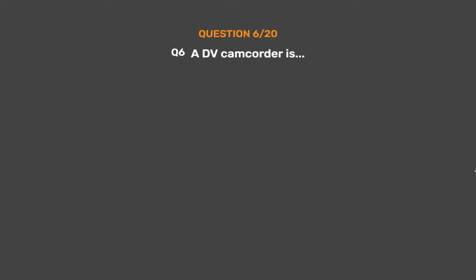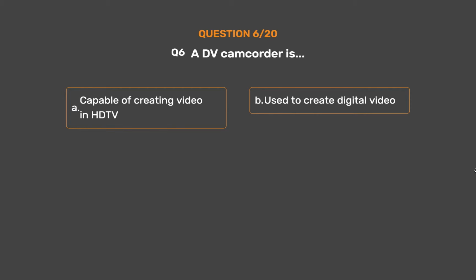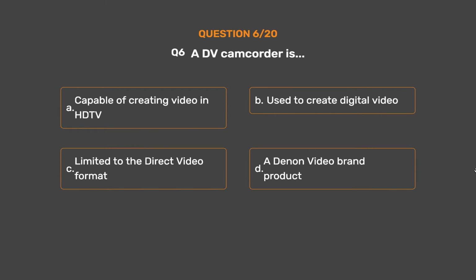Question number 6. A DV camcorder is Option A. Capable of creating video in HD TV. Option B. Used to create digital video. Option C. Limited to the direct video format. Option D. A Denon video brand product.